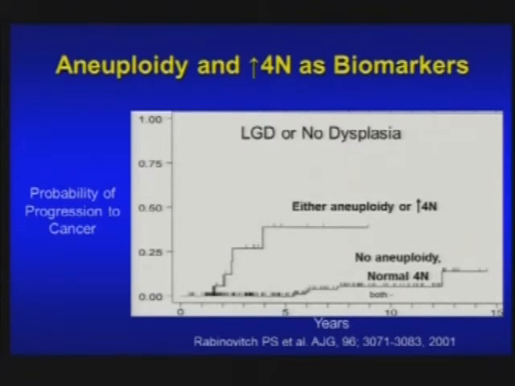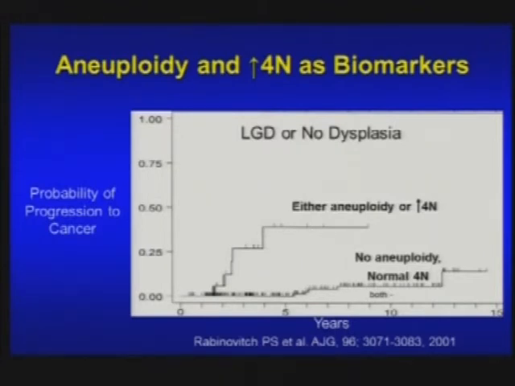In this example, he looked at aneuploidy, and he also looked at an increase in 4N. And an increase in 4N is also abnormal. There's a certain amount of 4N a tissue should have, but if you have over that, it's also considered a marker of genomic instability.